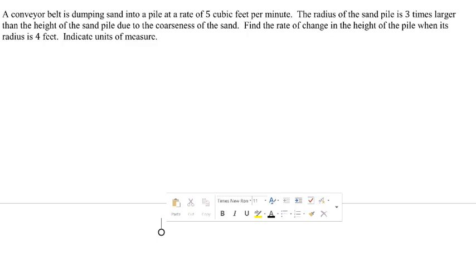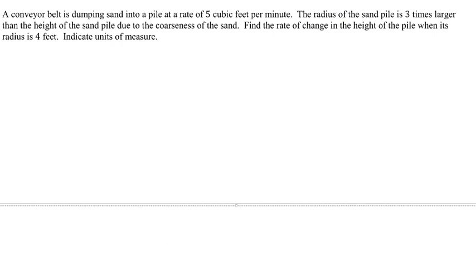Okay, this next one is a cone problem, and for the most part, our problems that involve a right circular cone are going to have a proportionality relationship. So it's dumping sand onto a pile at a rate of 5 cubic feet per minute. Okay, that's a rate of change of volume. So dV/dt equals 5. The radius of the sand pile is 3 times larger than the height of the sand pile due to the coarseness of the sand. A material scientist will understand.